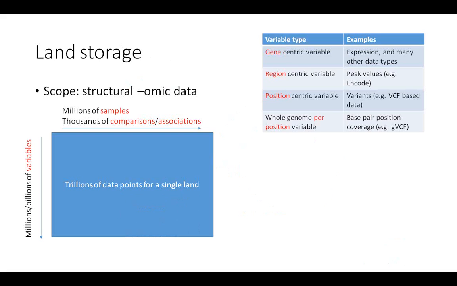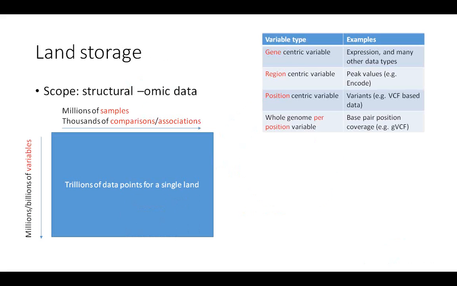The second type is region-centric. For example, those peak values from EncodeLand are a perfect example of region-centric variables. And if we fit that concept into this matrix, you will notice that maybe we'll get a sparse matrix out of this because different samples will have different regions, but that's okay. As long as it can fit into this two-way matrix, I think we can handle it as a NAND.